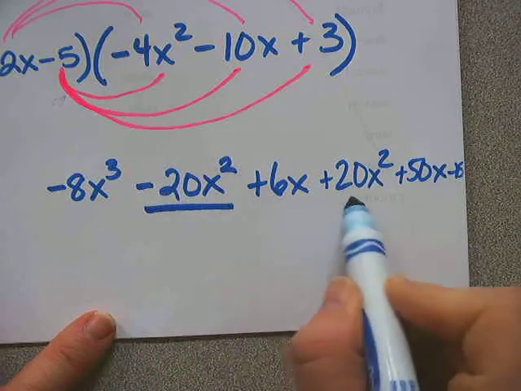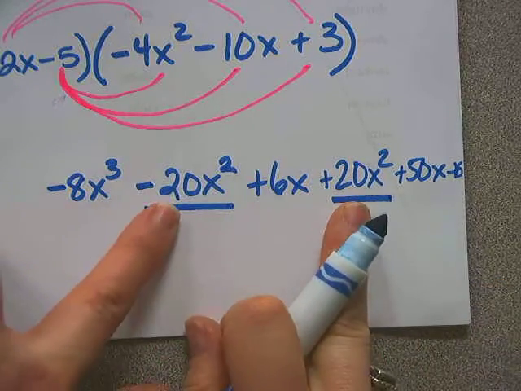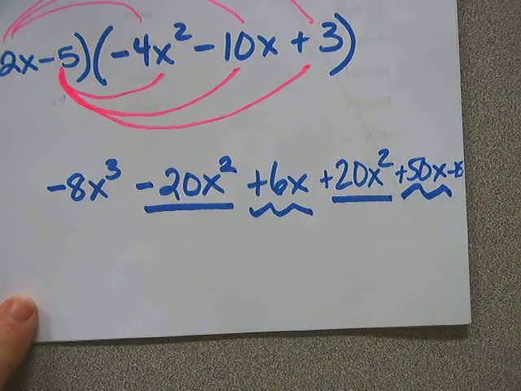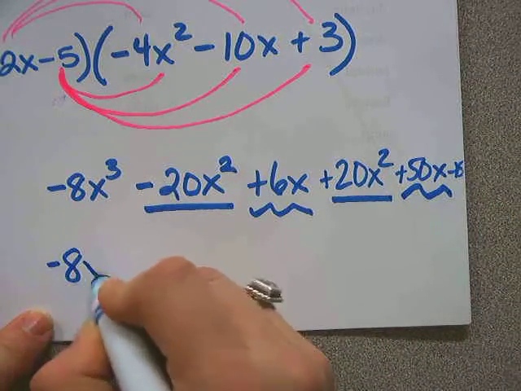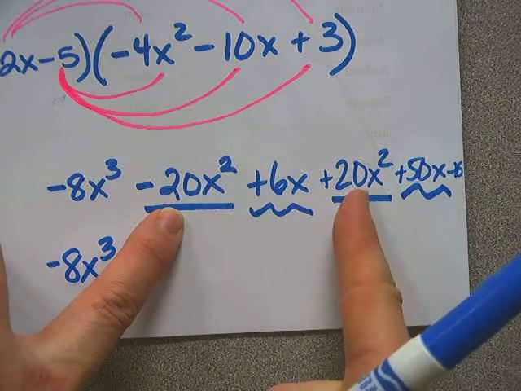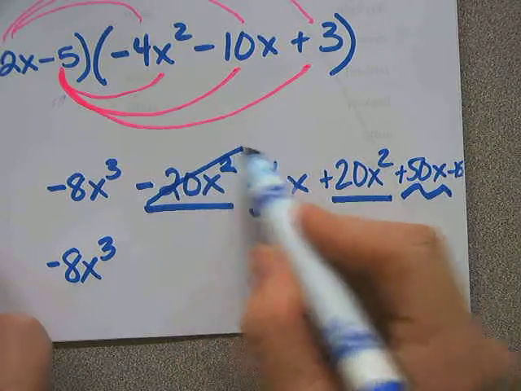And I ran out of room there. So here's our 6 terms. 1, 2, 3, 4, 5, 6. So we got them all. Now we're scanning to look for like terms. So I see x squared terms are alike, and I see x terms that are alike.